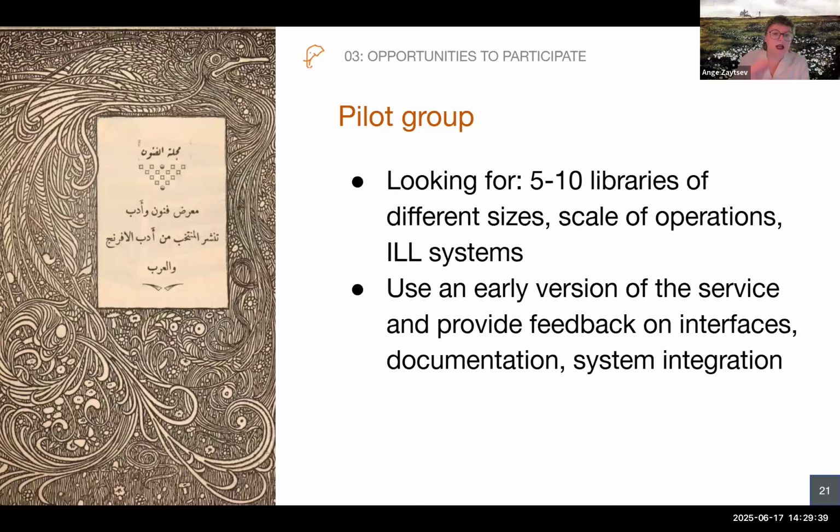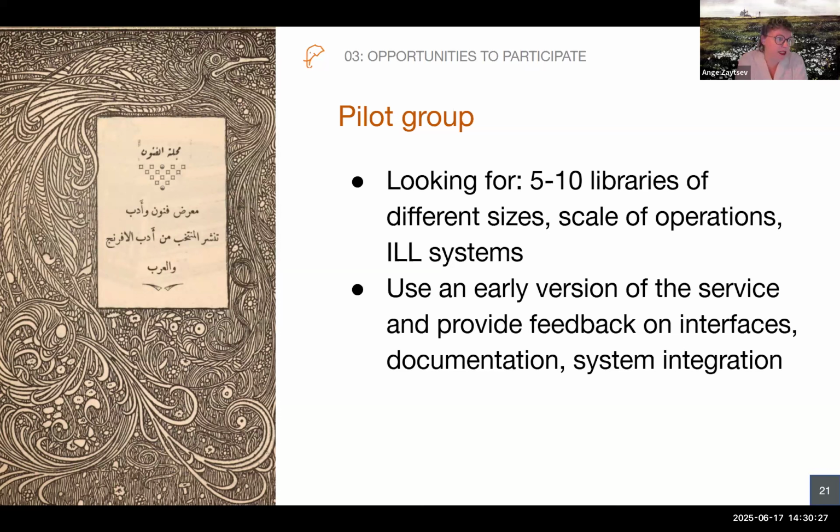Okay. So I mentioned that we are interested in piloting this service with 5 to 10 of our member libraries. We want to have as diverse a group of libraries as possible for testing out the service so that we can make sure that we are accounting for a wide variety of circumstances. So we want to work with small liberal arts colleges, big research institutions, public libraries, New York Public Library, if you're interested in participating, and also different scales of operation. So units that fulfill a couple thousand requests a year or units that fulfill over 60, 70,000 requests a year.